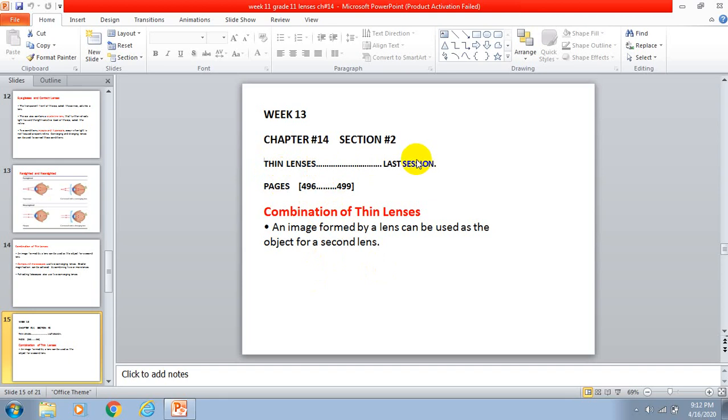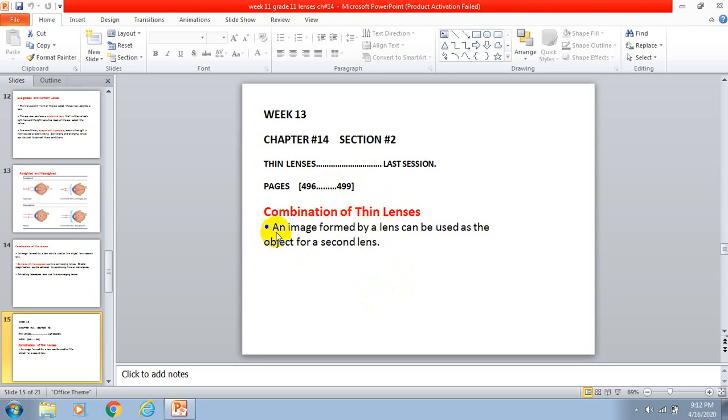Thin lenses. This is considered to be the last session of chapter 14, section 2. The pages we are going to cover range from 496 to 499. Combination of thin lenses. What if we combine the thin lenses?